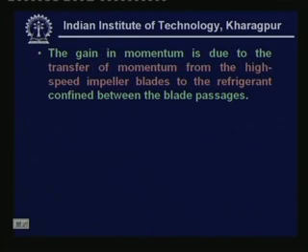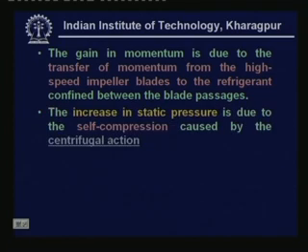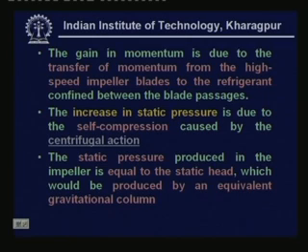Now, let me explain the physics. The gain in momentum is due to the transfer of momentum from the high speed impeller blades to the refrigerant confined between the blade passages. The increase in static pressure is due to the self compression caused by the centrifugal action. I will explain what it is. The static pressure produced in the impeller is equal to the static head which would be produced by an equivalent gravitational column.